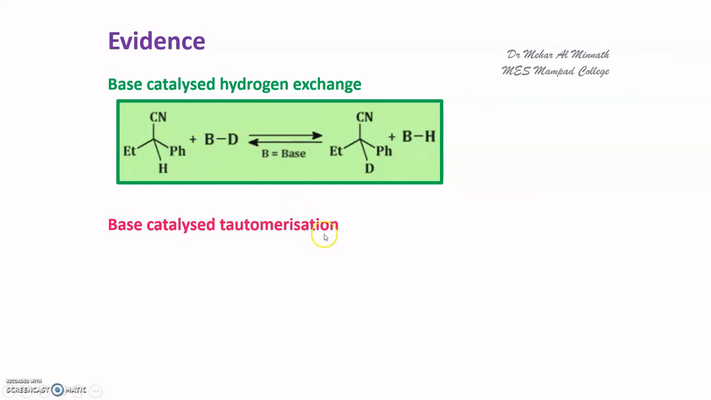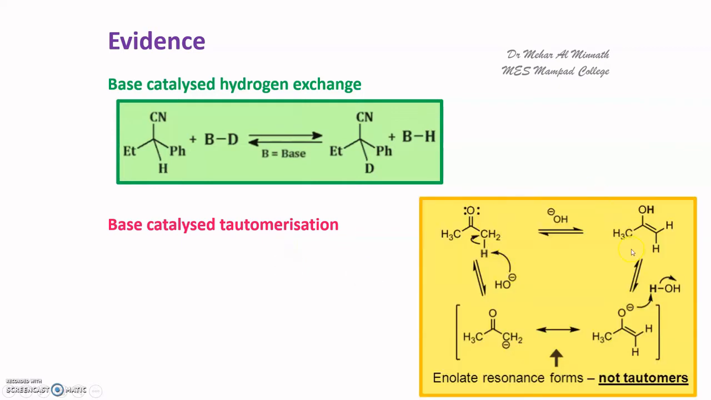Similarly, base catalyzed tautomerization. We have acid catalyzed and base catalyzed, but base catalyzed tautomerization follows the SE1 mechanism. Now, these are the steps involved in base catalyzed tautomerization. You can see here this is a ketone. Now, the proton is acidic. It can be easily removed by the base OH minus. So you get a carbanion. These are the enolate resonance forms. And you get the enol here.